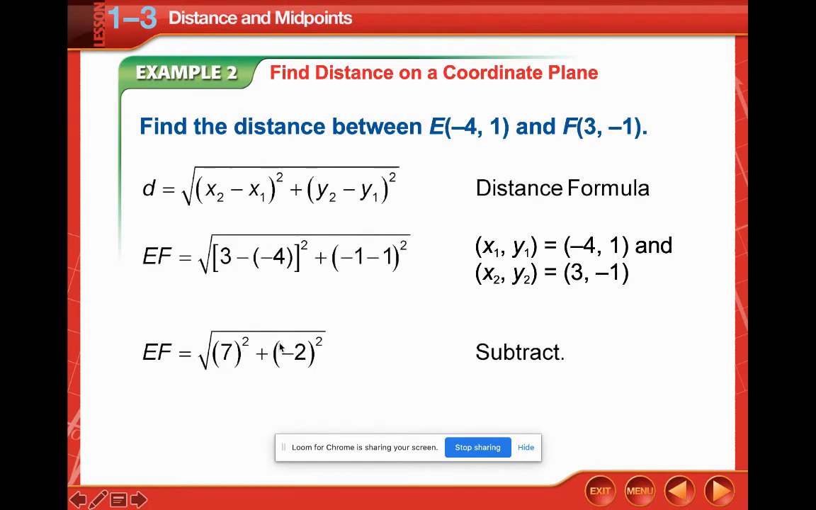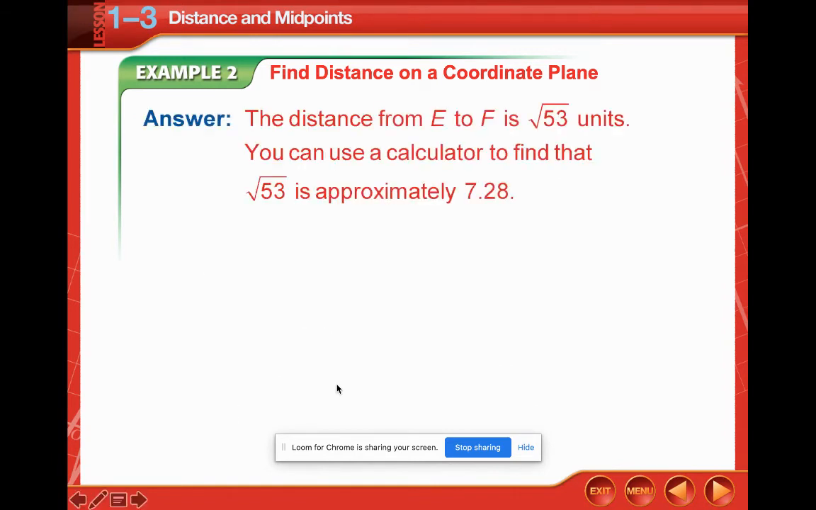Now you use your exponents. You've done parentheses, now you do your exponents. 7 squared is 49. Negative 2 squared is 4. Add them together, you get 53. So square root of 53 is your answer so far, and I think that's what we're going to go with here.